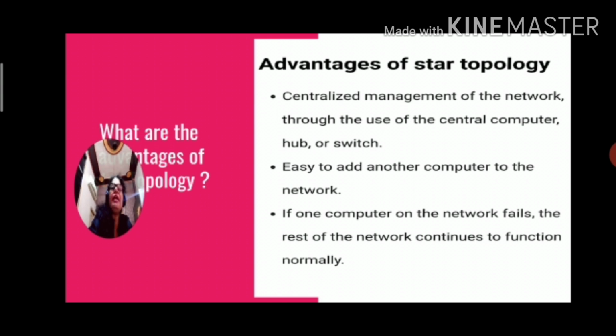Second point is it is easy to add another computer to the network. We can easily expand this topology. This network topology means we can easily add a new computer to this network. If one computer on the network fails, means shuts down or any breakdown is there, the rest of the network continues to function normally. There will be no problem with the rest of the network.